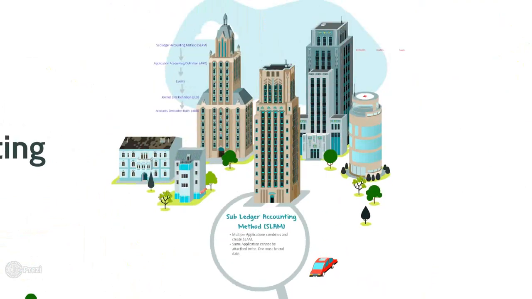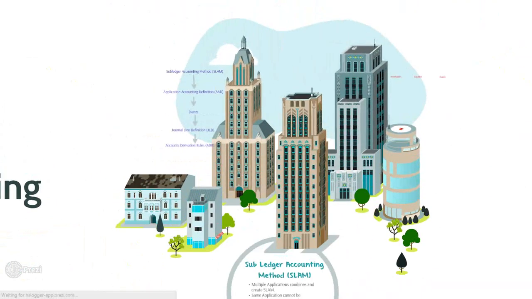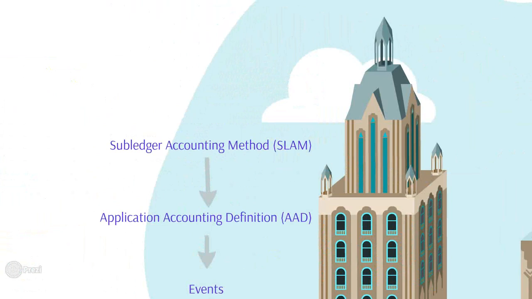So let's move to the hierarchy now. The topmost is the subledger accounting method. To the subledger accounting method, we attach application accounting definitions. That is, you can have an application accounting definition for receivables, payables, and then we talk about assets, cost management, purchasing, loans, projects. So these are my applications to which one definition will be attached. So within one subledger, this many applications can be attached.